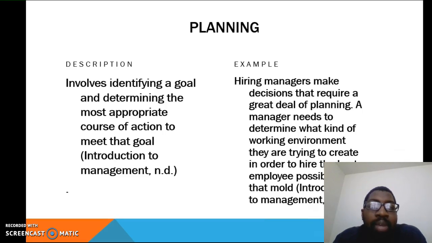Planning. Planning involves identifying a goal and determining the most appropriate course of action to meet that goal. Many have said that it involves a great deal of flexibility and communication skills needed to coordinate the plans with all level managers. A great example of this is hiring managers. They're required to make decisions that require a great deal of planning. A manager needs to know and determine what kind of working environment they're trying to create in order to hire the best employee possible to fit in that mold.